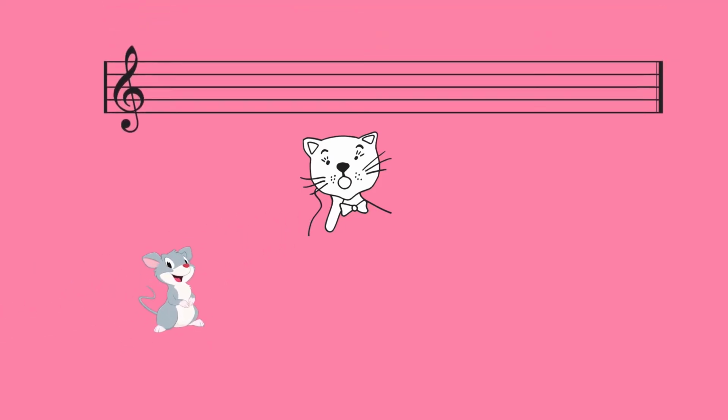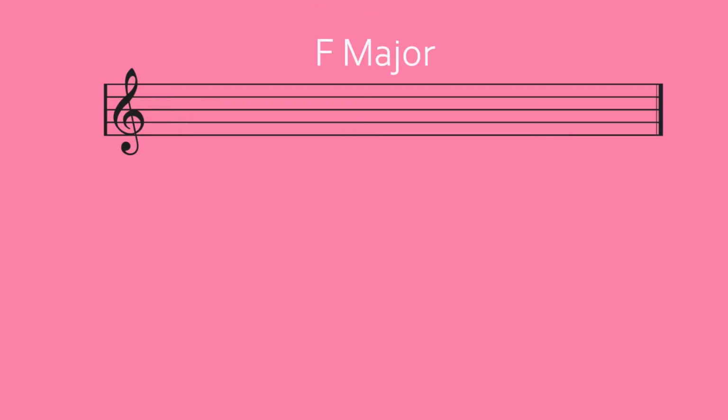How do I know if I have to use sharps or flats? That's easy. Let's create the F major scale. First, write down the notes F to F, no sharps or flats. Then, write down the major scale pattern below the notes.